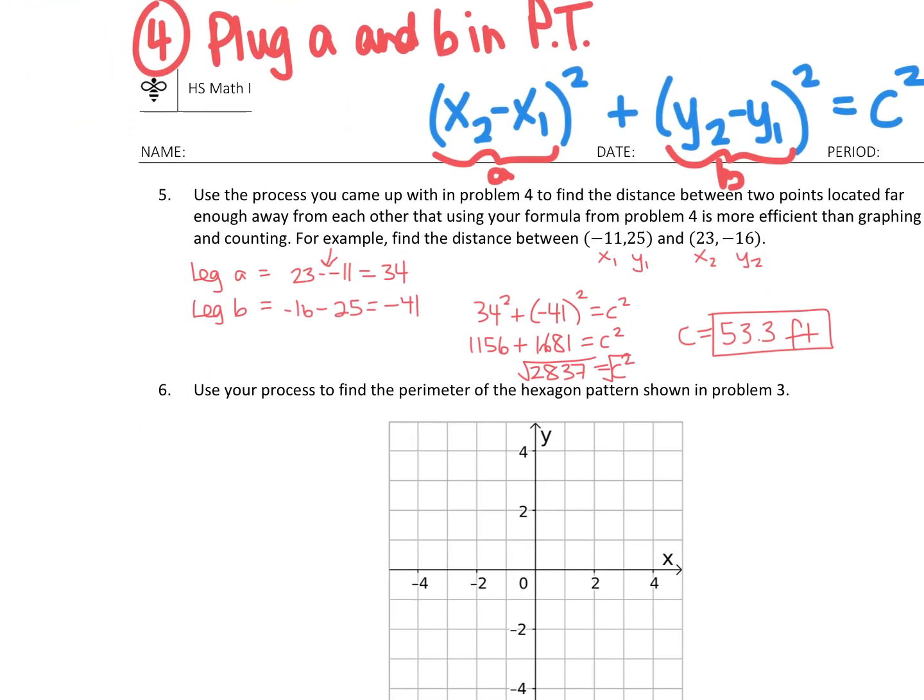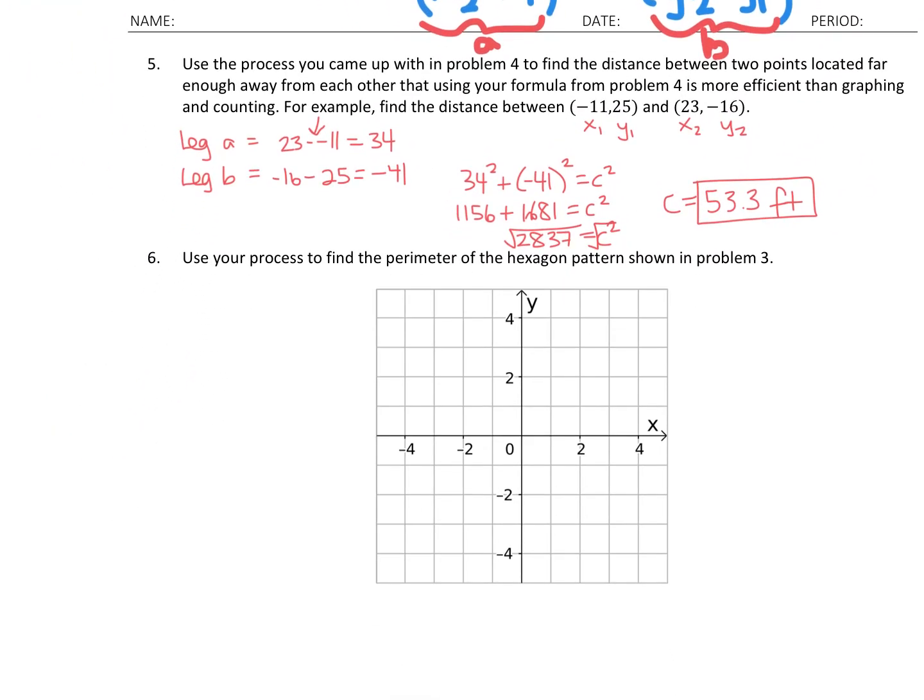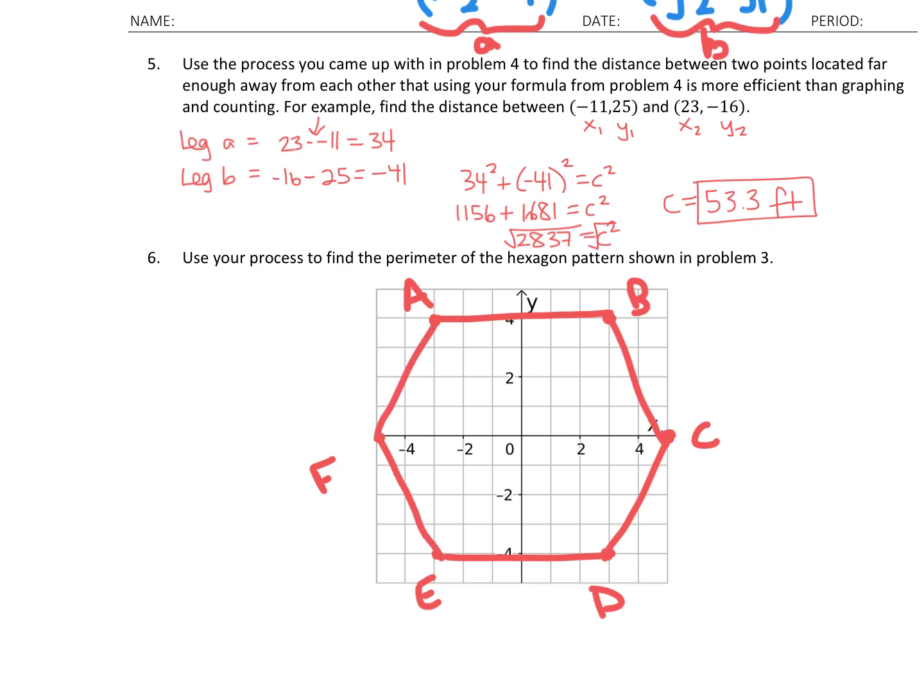All right. And then it says, use your process to find the perimeter of the hexagon pattern shown in number 3. So this is where point A was, right here at negative 3, 4. So that's point A, and then point B, point C, point D, and E, and F. Okay, so they want us to find the perimeter, so we need to remind ourselves what it means to find a perimeter. To find a perimeter, you add all the lines along the outside.